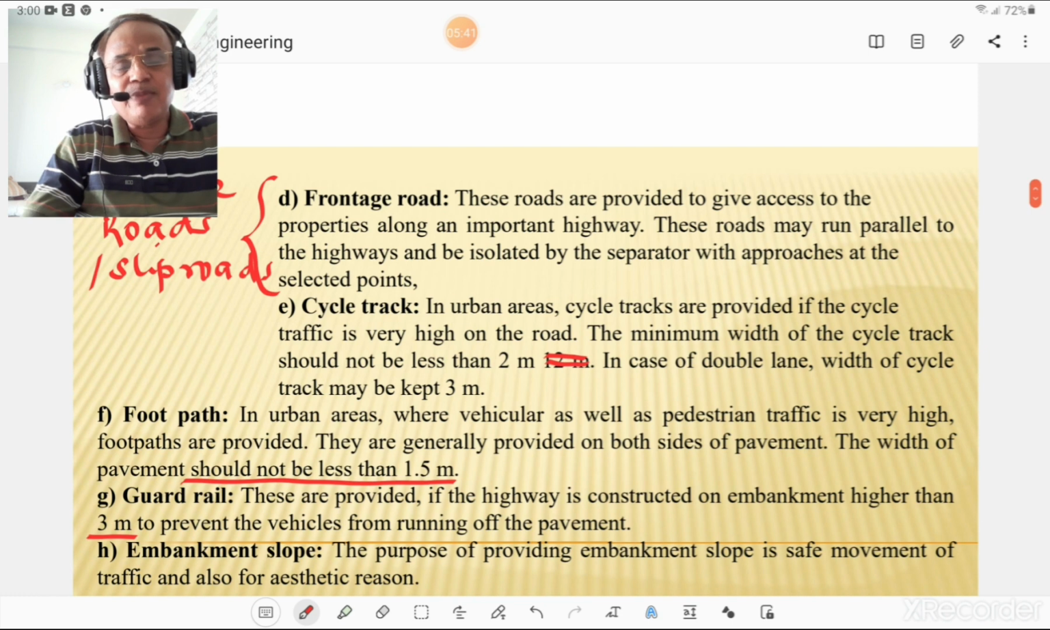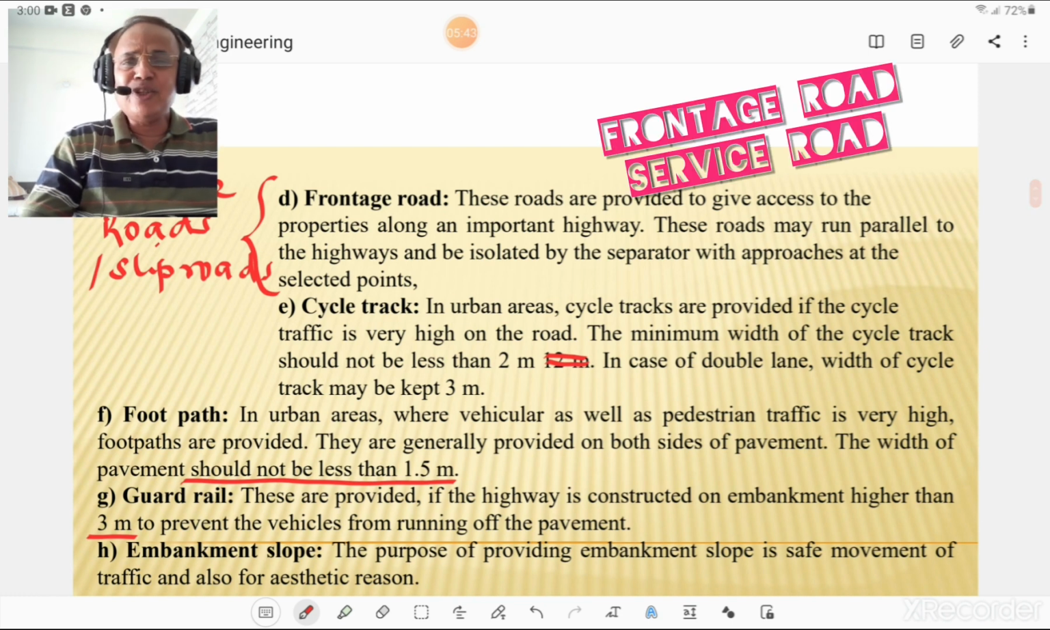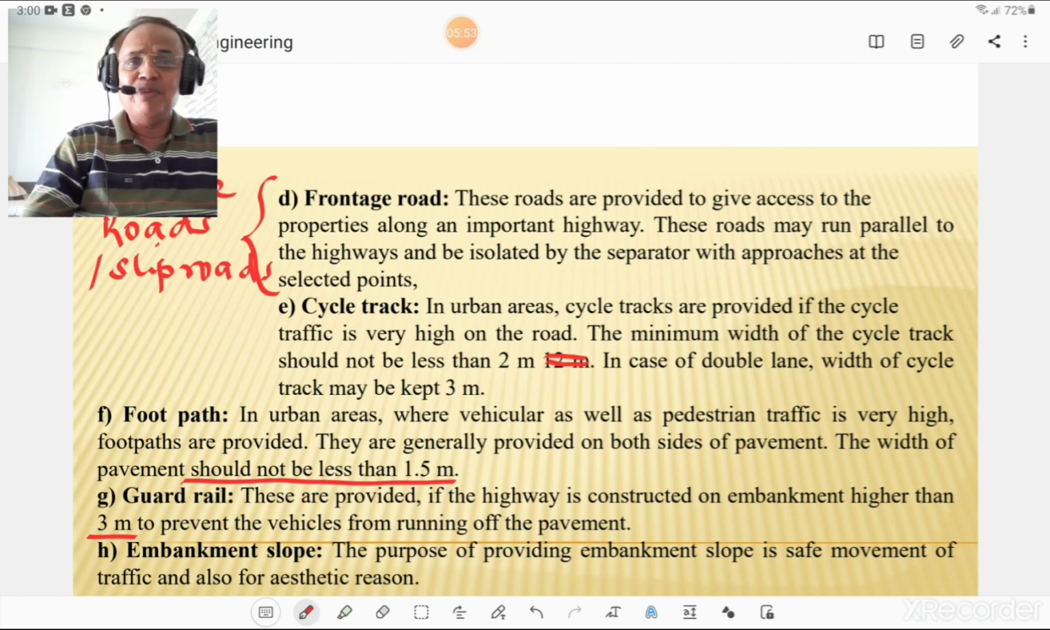Then we will discuss the frontage road. A frontage road is nothing but a service road or a slip road. These roads are provided to give access to the properties along the important highways. These roads may run parallel to the main road or main highway and are isolated by a separator with approaches at the selected points. So this service road must have approaches at the selected points to enter into that service road to access the properties adjacent to that highway.